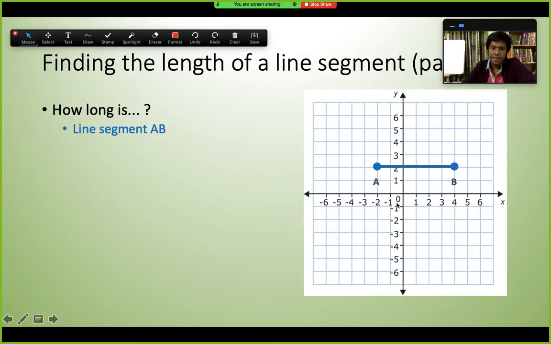This is called the line segment. This AB is a line segment. How long is it? You can just count it: 1, 2, 3, 4, 5, 6. So the distance is 6 here.